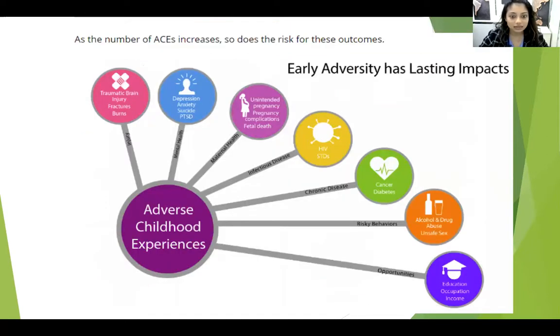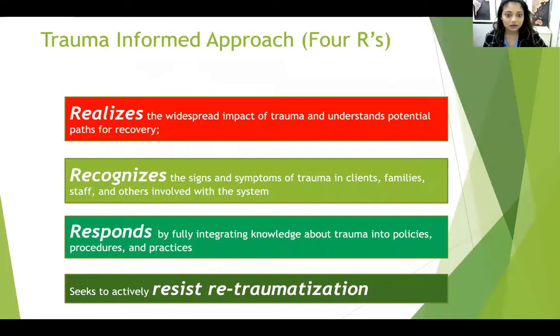So as the number increases, so does the risk of outcomes. This can affect your brain, cause traumatic brain injury, mental health problems, maternal health problems, infectious diseases, chronic diseases, risky behavior, and also opportunities and overall quality of life. The early adversity causes lasting impacts. So trauma-informed approach. This involves the 4 R's: realizing, recognizing, responding, and resisting re-traumatization.